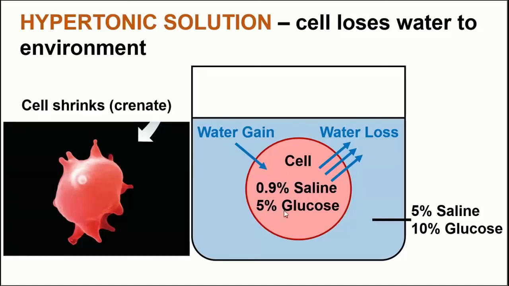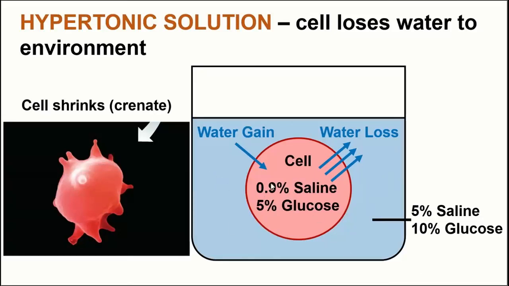So in our example here, we placed our cell into a solution that contains 5% saline and 10% glucose. So remember to subtract 5 and 10 from 100, right? Because 100% of our volume minus 10% of that volume is glucose, 5% of that volume is saline. So that means that the remaining volume of our solution here is water, and the remaining volume is 85% because we had 100 minus 10 minus 5. And so that means that there is 85% water outside of our cell.